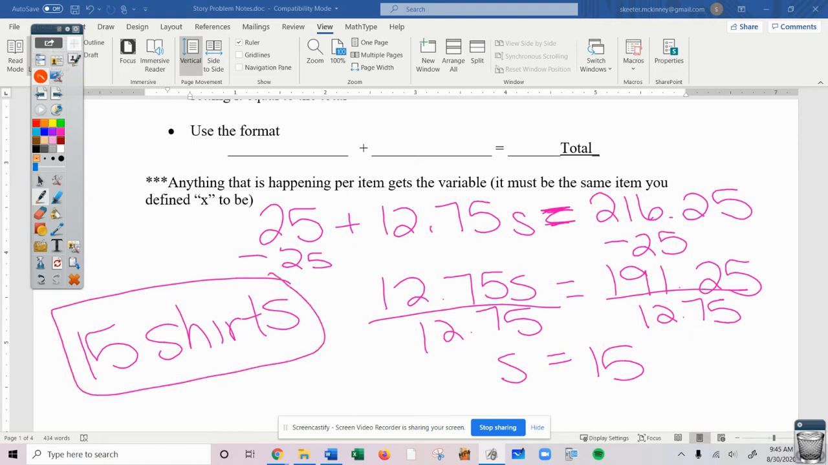15 shirts. So we should be taking from this example that if we're reading something about a total, we are using addition, and we are setting it equal to whatever the total is, and that anything that's happening per item is what gets assigned the variable. Those are the 2 important pieces we need to take from this story problem.